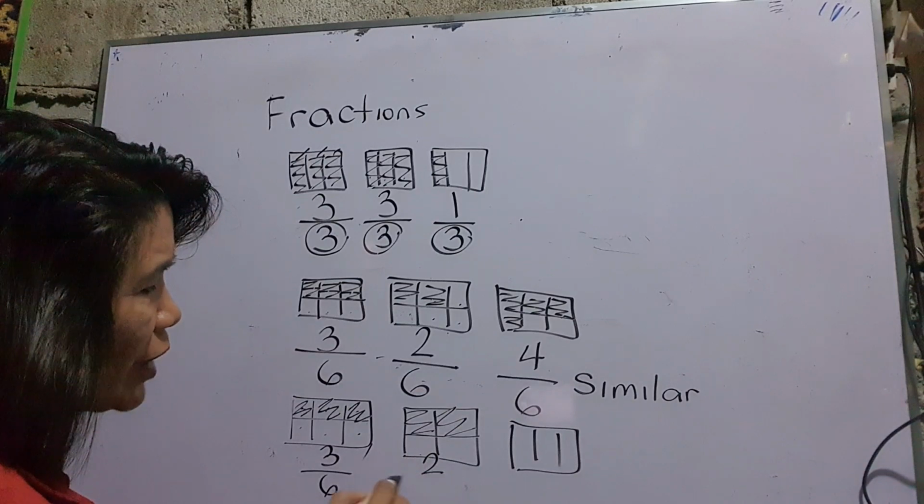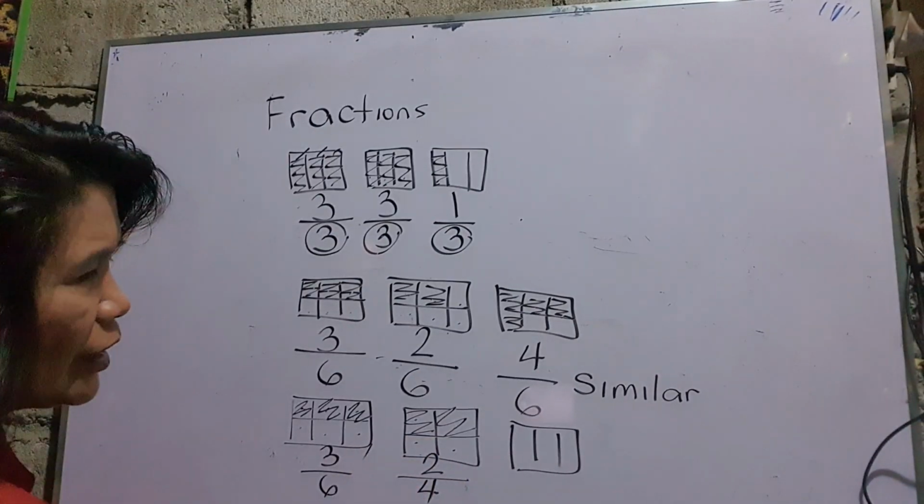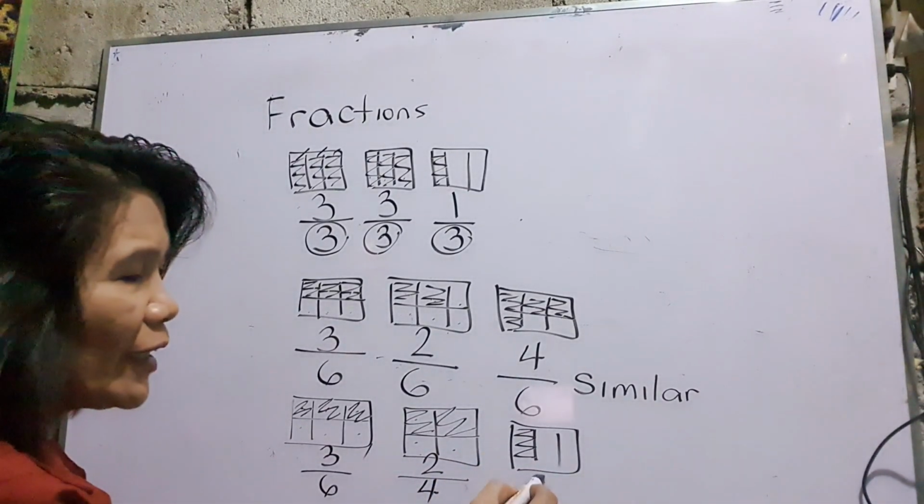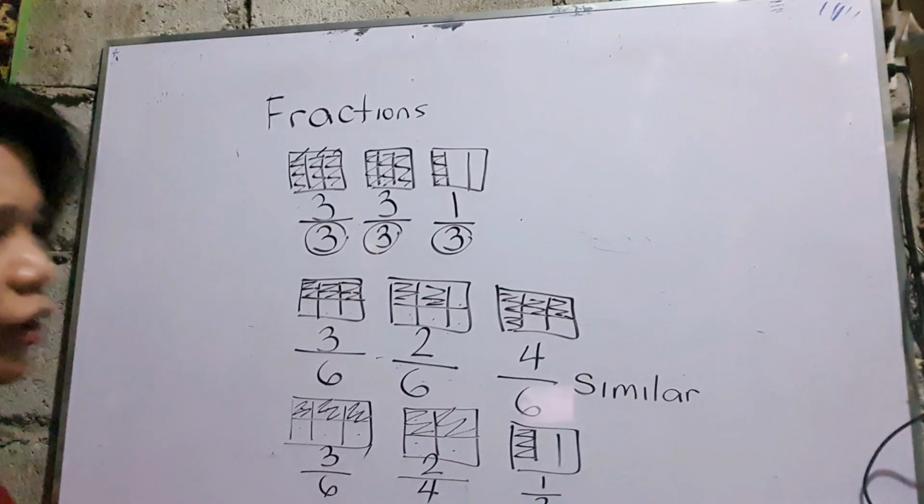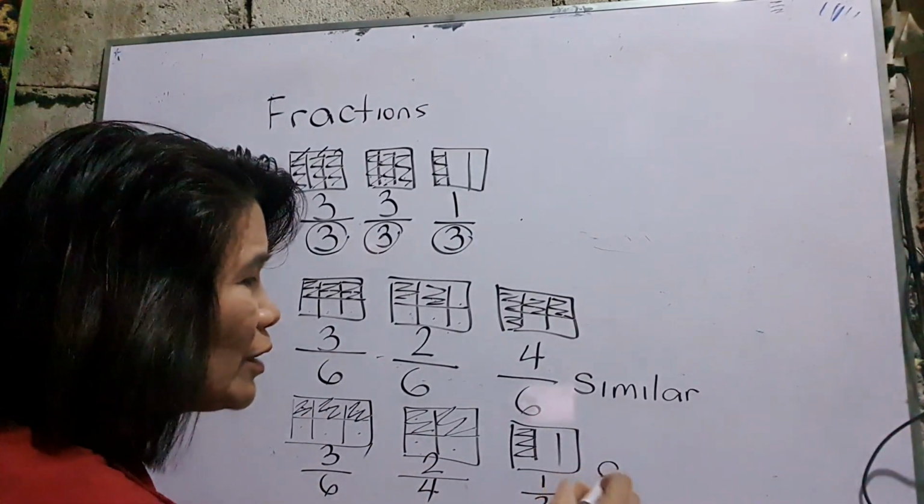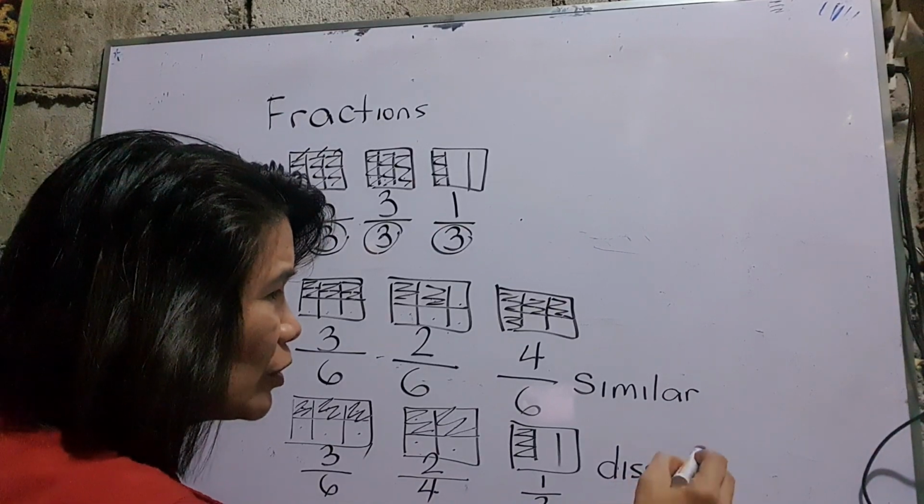Ilan na may kulay? Dalawa. Ilan sila lahat? 1, 2, 3, 4. And then here we have, ilan na may kulay? Isa lang. Ilan sila lahat? Tatlo. So, from here, makikita nyo, ang denominator niya dito ay 6, dito ay 4, dito ay 3. So, iba-iba. So, this is what we call the dissimilar fraction.